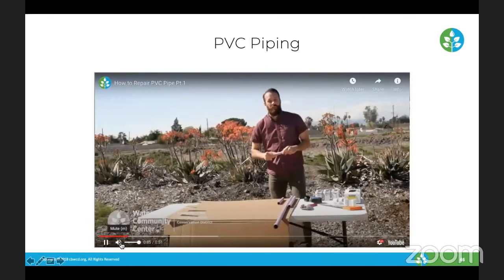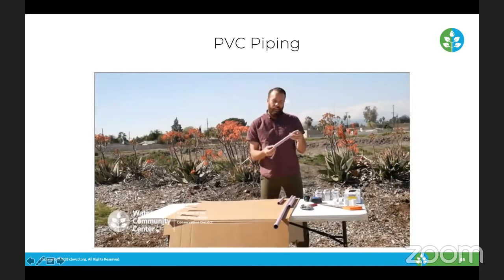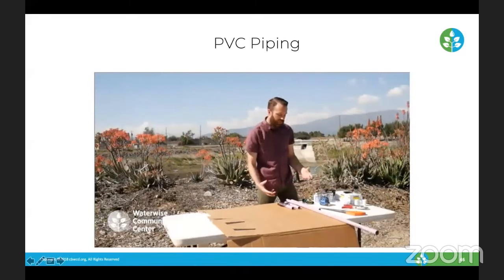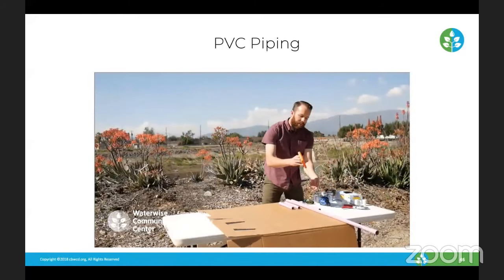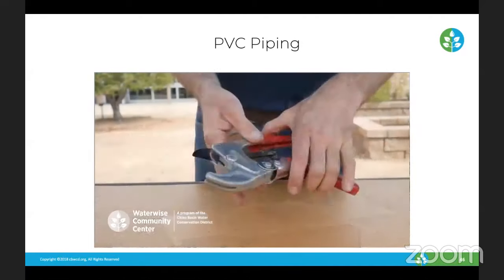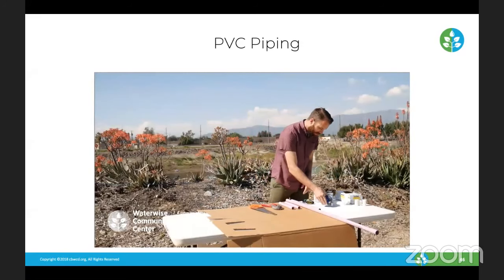Hi, this is Brandon with the WaterWise Community Center. And in this video, we're going to break down the steps on how to repair PVC pipe. Just like with every job, we need to have the proper tools. For repairing PVC pipe, we need an irrigation saw, a pair of PVC cutters, and a tape measure to measure the pipe that we're going to be replacing.